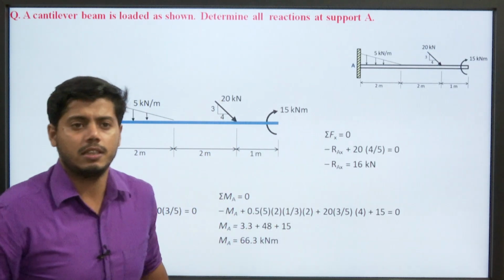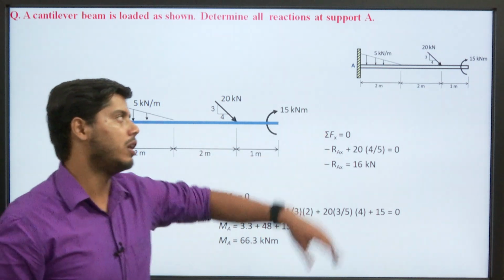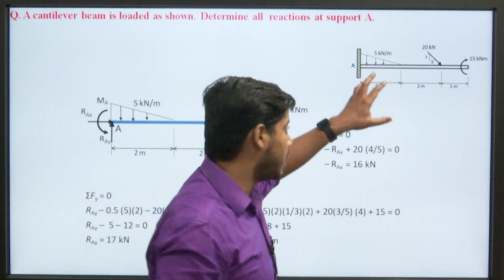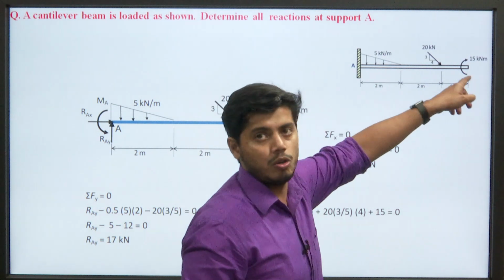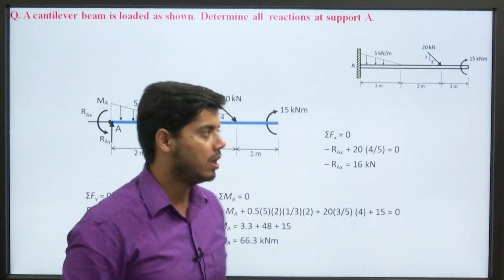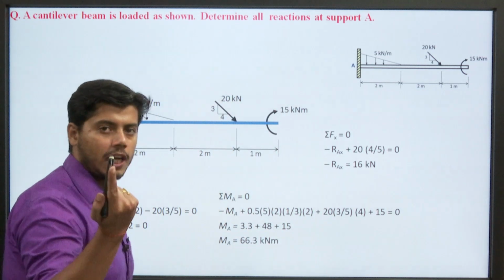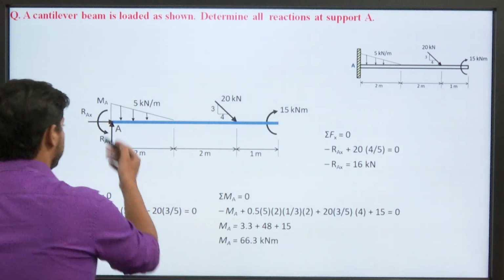Now, let us take another example. This is the example of a cantilever beam, but there are different types of loading conditions. In this example, we have a UVL, an inclined load, and an applied moment. First we have to draw the free body diagram, but since there is only one support acting on this body, this is a fixed support.